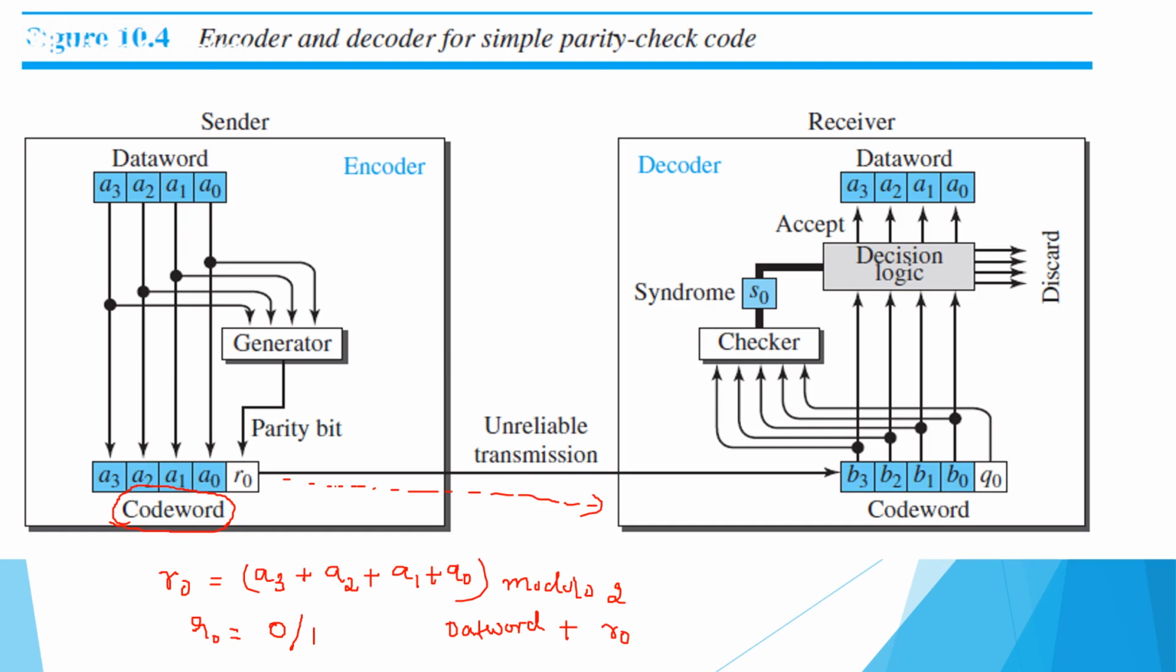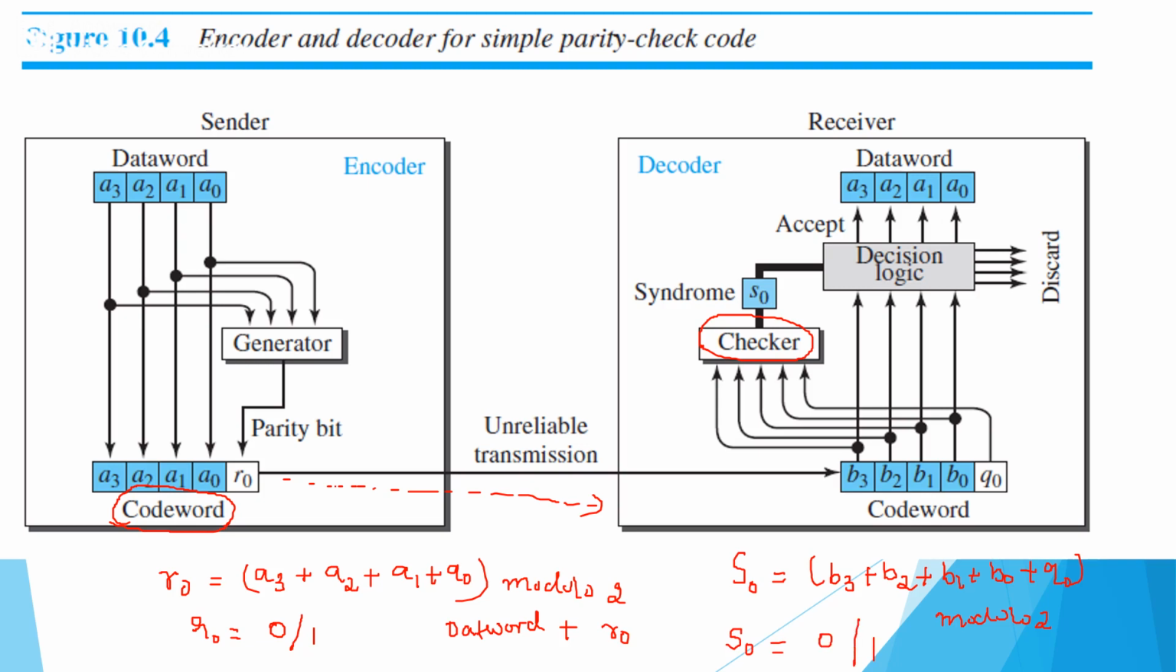The receiver will receive the code word and transmit it into the checker block. In the checker block, it will compute the syndrome value. So syndrome S0 can be computed as B3 plus B2 plus B1 plus B0 plus Q0 modulo 2. So the syndrome value generated may be either 0 or 1.